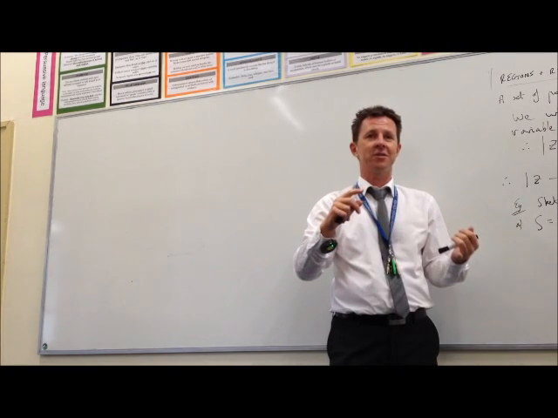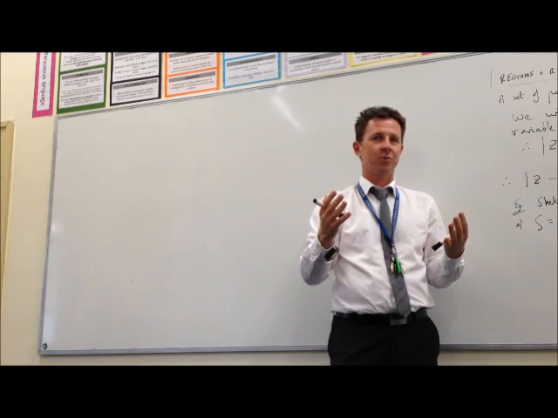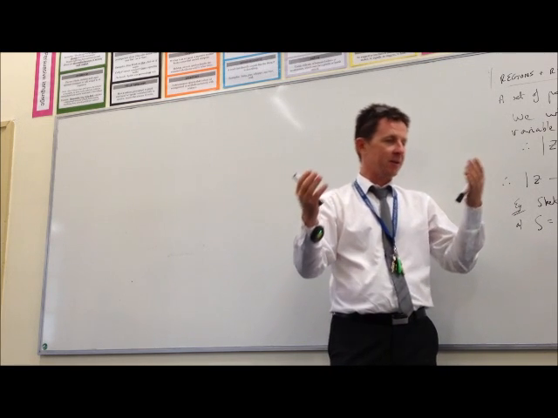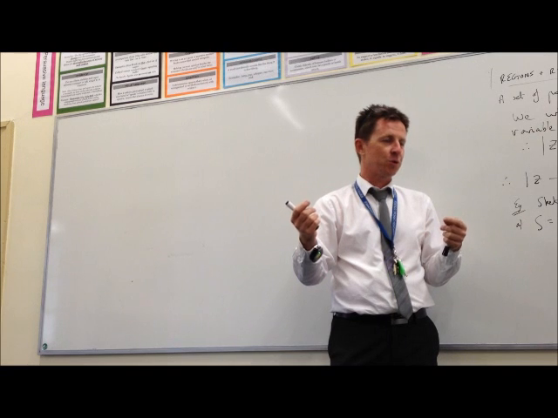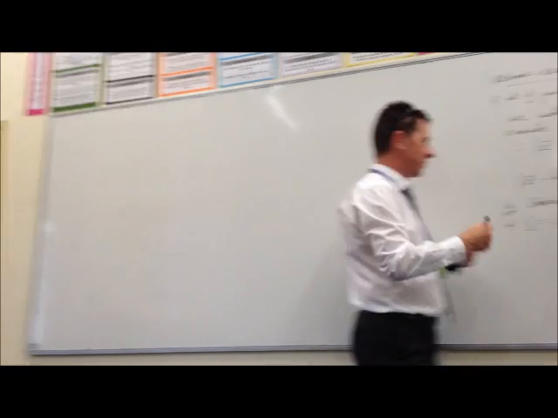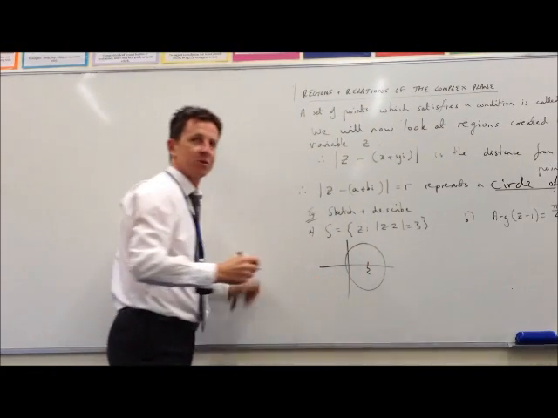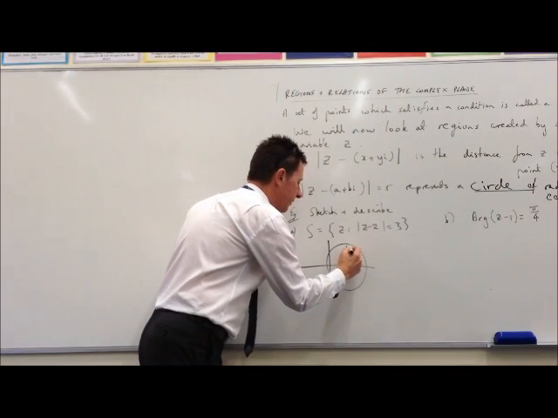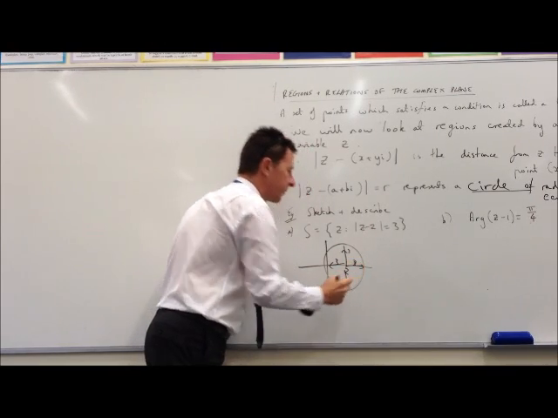3 is the radius. What's my picture? What have I got? Straight line, a circle, a parabola. It's a circle. And where's the centre? 2 comma 0. So there's your picture. And that radius there is 3.